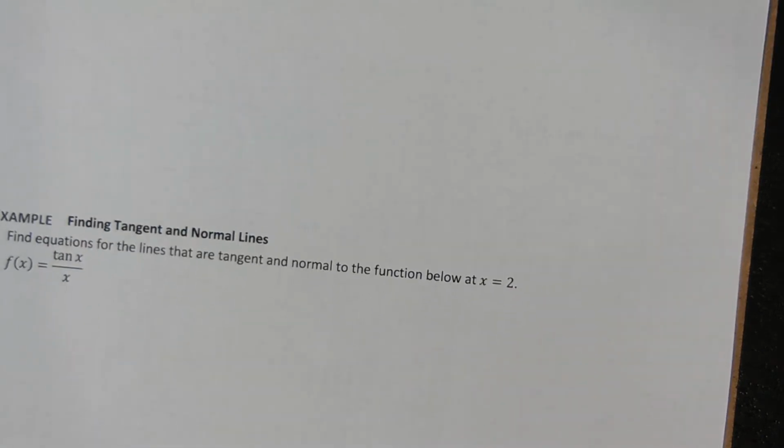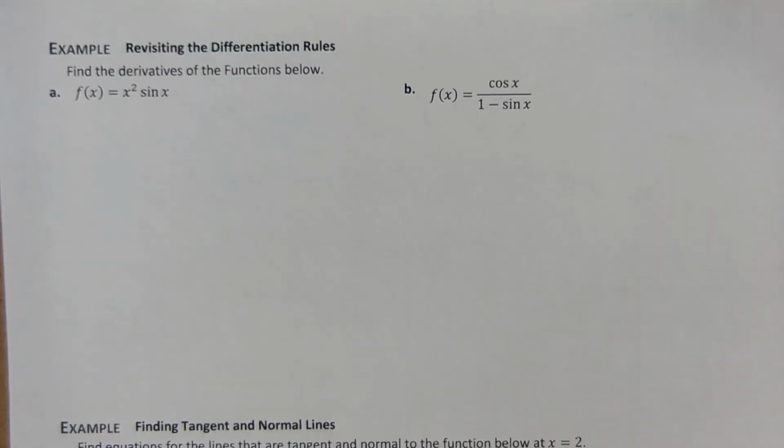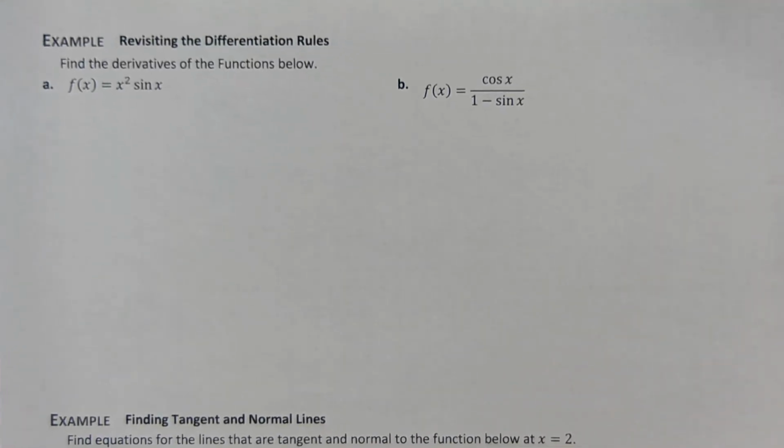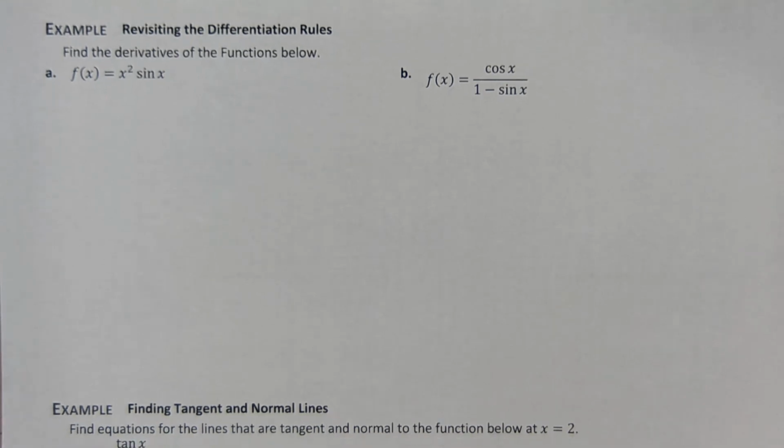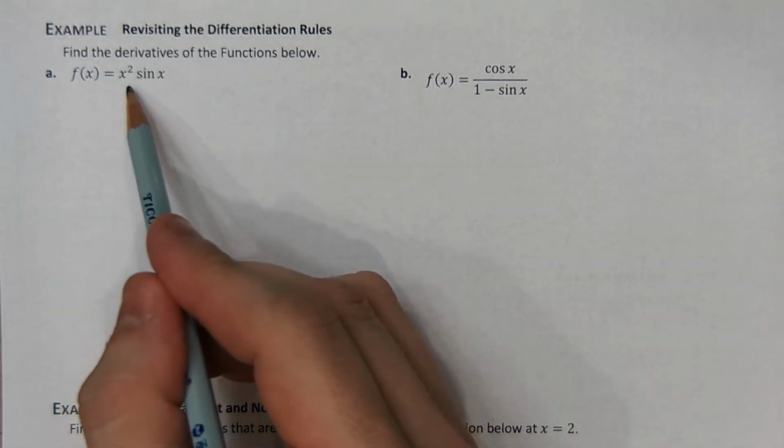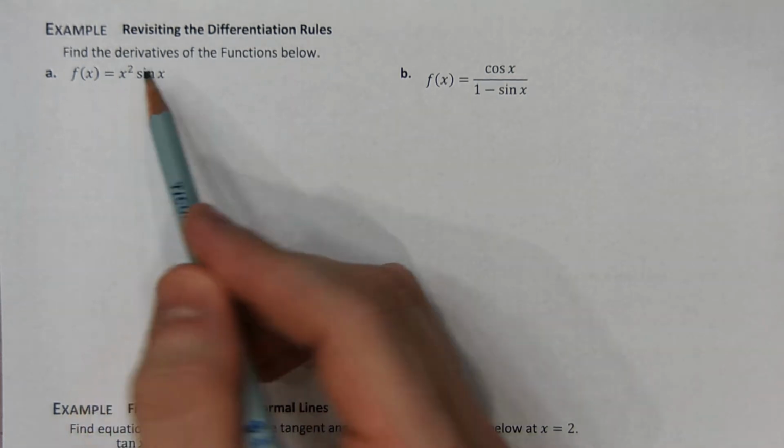So now that we've spent time deriving the derivatives of 4 of the 6 trig functions, let's just go ahead and use them. And we're going to be using the product rule, the quotient rule some more, and then down below we're going to be doing tangents and normals. Okay. This is clearly a product rule, x squared times sine x.